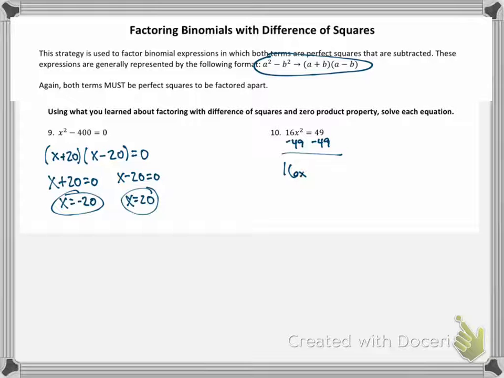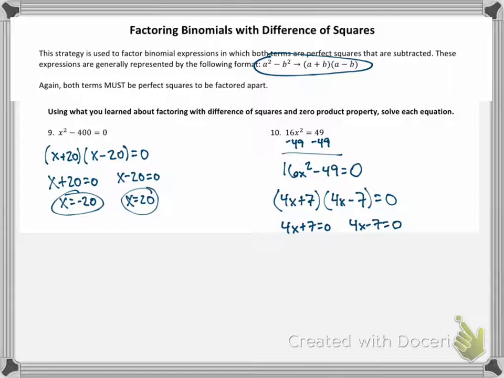So I'll have 16x squared minus 49 equals 0. Again, I see two terms, subtraction. Both of those terms look very square rootable to me, so this will be pretty easy to break apart. 16x squared will square root into 4x and 4x. 49 turns into 7 and 7. One gets a plus, one gets a minus, and we pull down the equals 0. And again, we set each factor equal to 0.